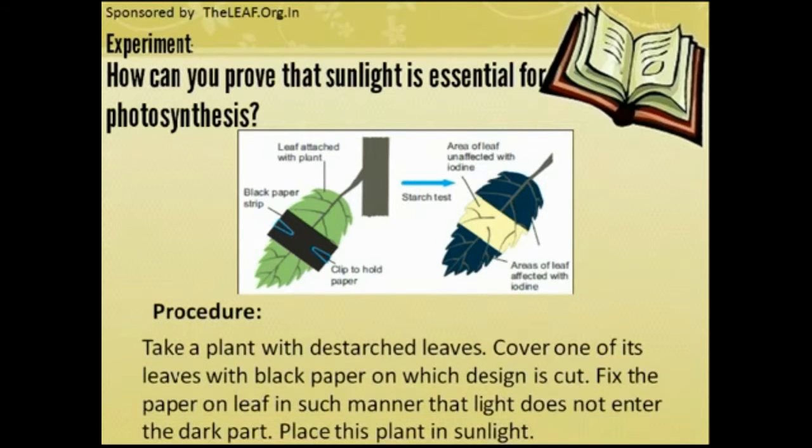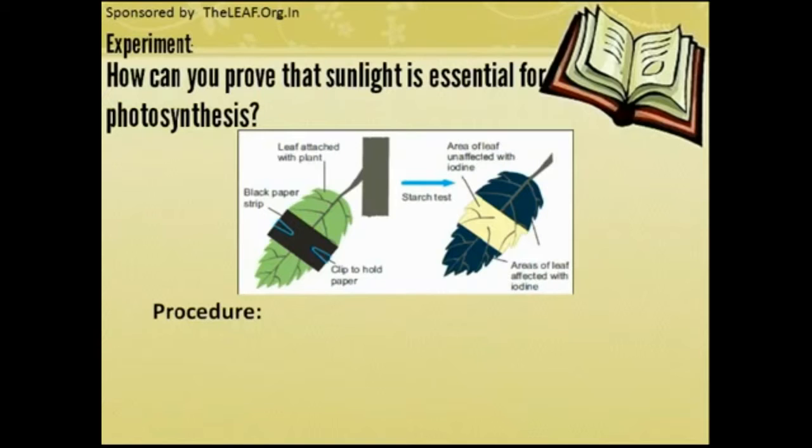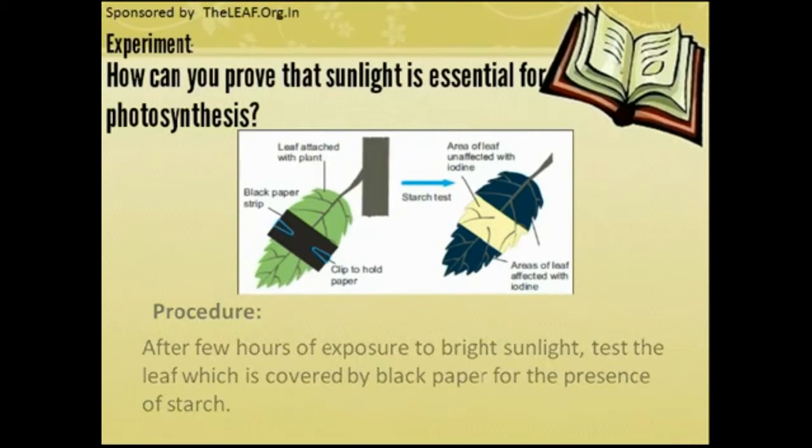Take a plant with destarched leaves, and cover one of its leaves with the black paper on which a design is cut. Fix the paper on the leaf in such a manner that light does not enter the dark part. Place the plant in sunlight. After a few hours of exposure to bright sunlight, test the leaf which is covered by the black paper for the presence of starch.